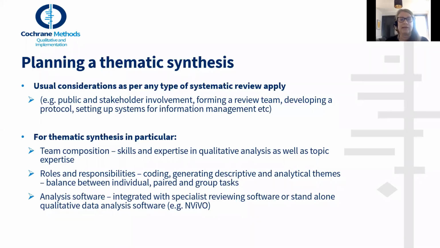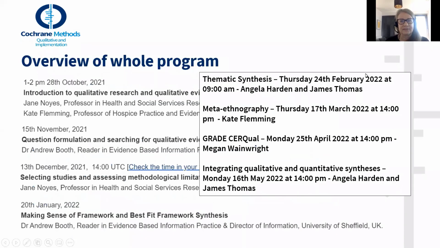And then it's worth thinking about analysis software, whether to go for software integrated with specialist reviewing software or standalone qualitative data analysis software. But it's good to have those decisions made up front, especially because this analysis software can be so important in terms of helping you to produce an audit trail of the synthesis process. Next slide, please.